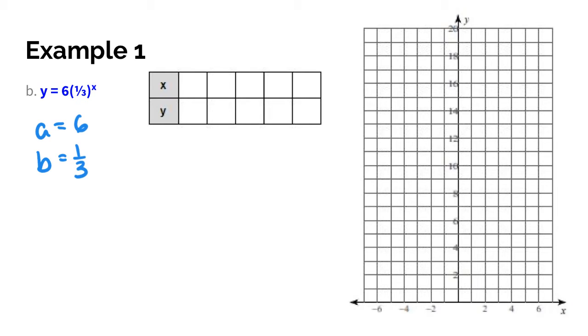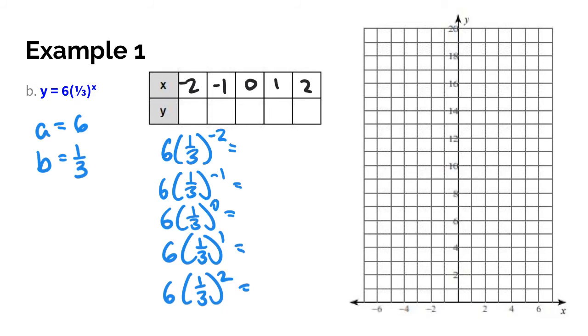I'm going to use my same inputs here of -2, -1, 0, 1, and 2. And again, I'm just going to plug my inputs into my function where I see x. So again, I have my -2, -1, 0, 1, 2, plugging in where x goes. Then my goal is to evaluate these to see what I would get for my output. When plugging all these in, I should get my outputs to be 54, 18, 6, 2, and 0.67.